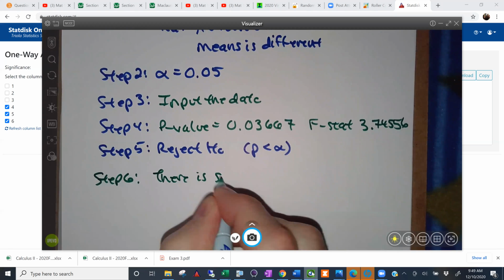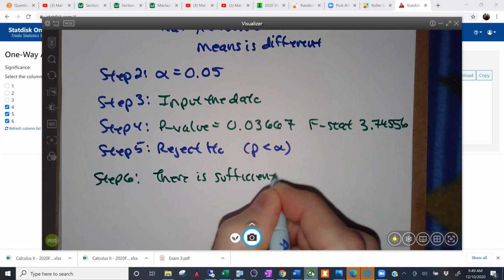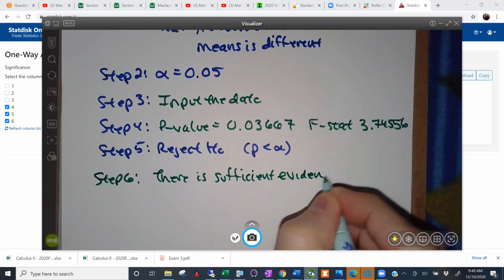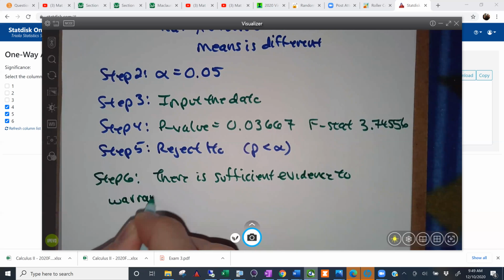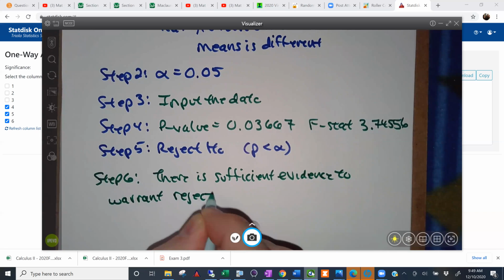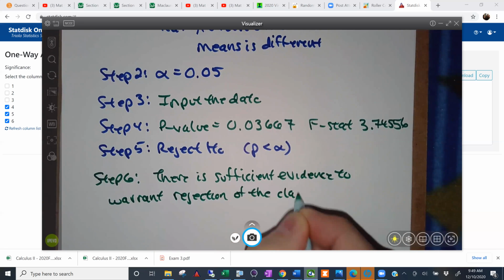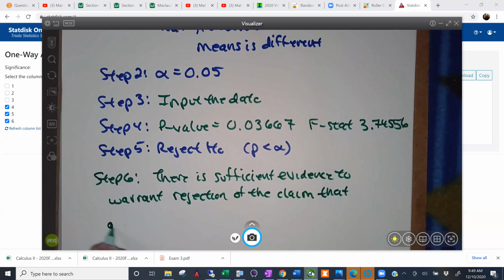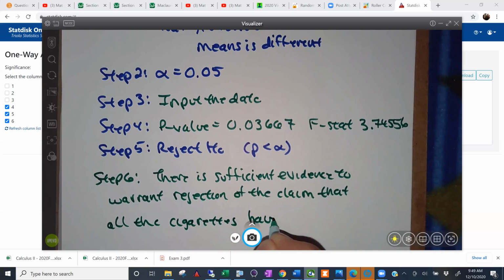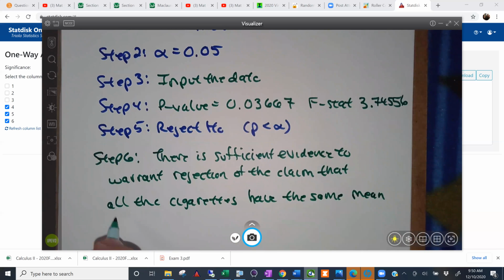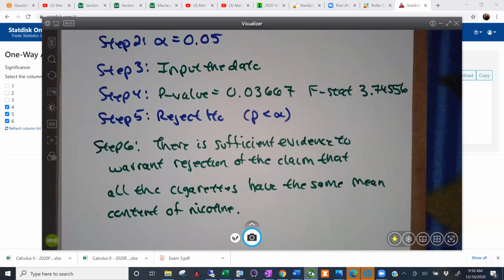There is sufficient evidence to warrant rejection of the claim that all the cigarettes have the same mean content of nicotine. Beautiful.